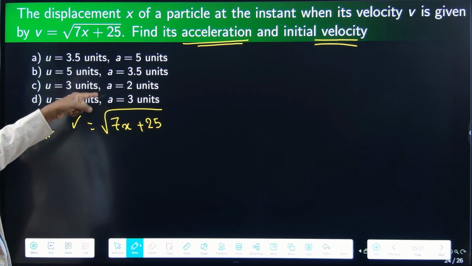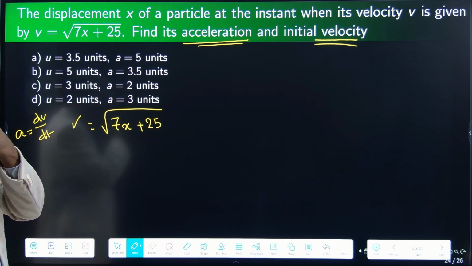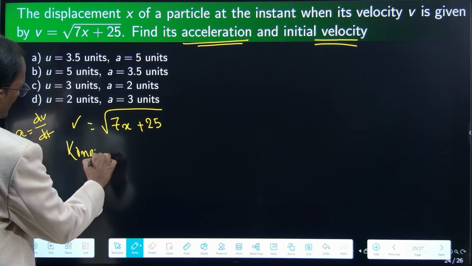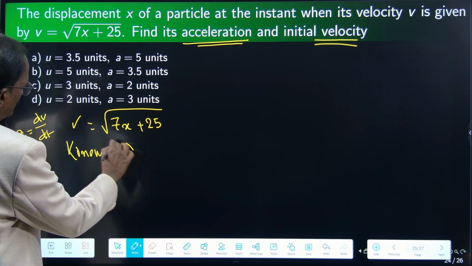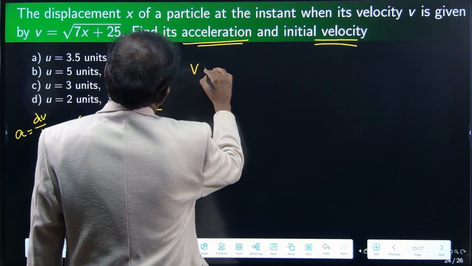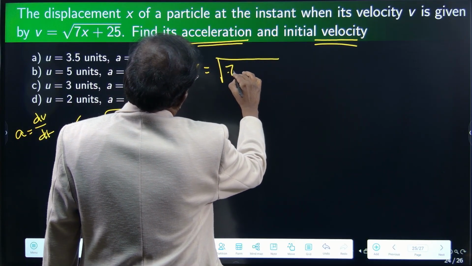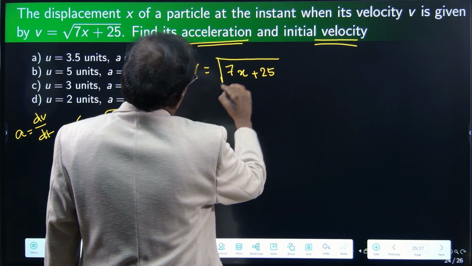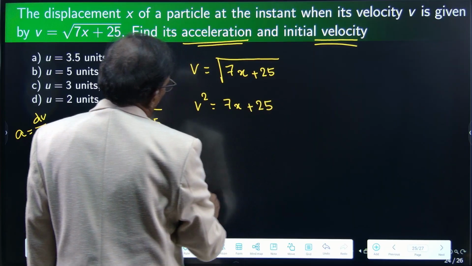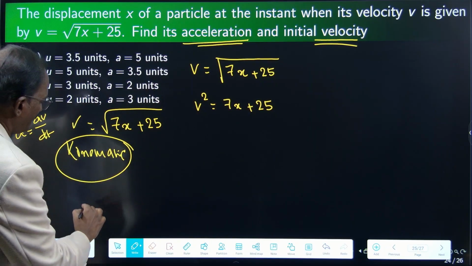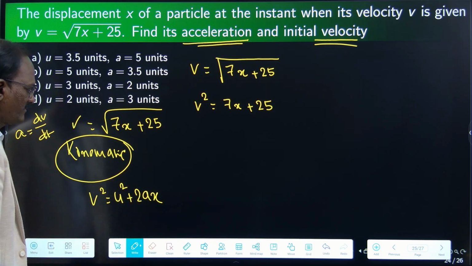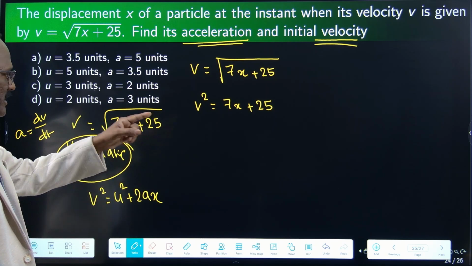If you look at the answers, A, in all the 4 options, A is constant. That means kinematic equation can be used for this problem. We can use kinematic equation, right? Let me explain it. V is equal to square root of 7x plus 25. Square it. V square is equal to 7x plus 25. The kinematic equation without time, V square is equal to U square plus 2AX. So V square is available, U square is 25.